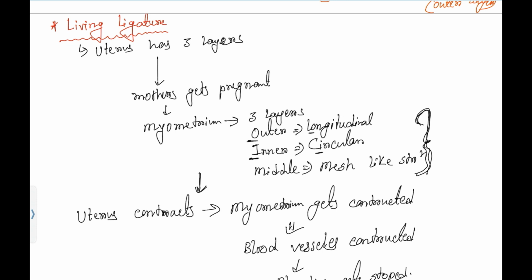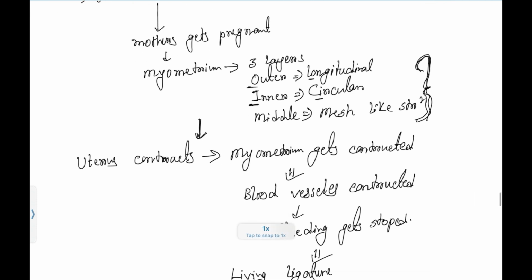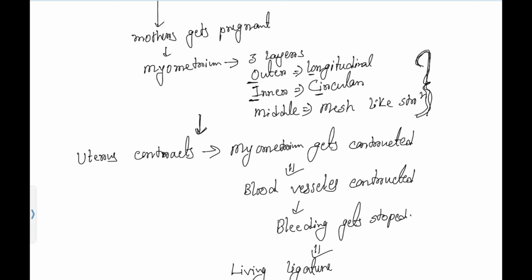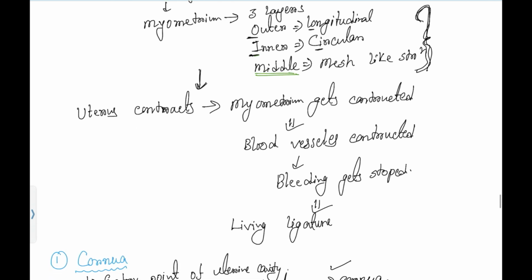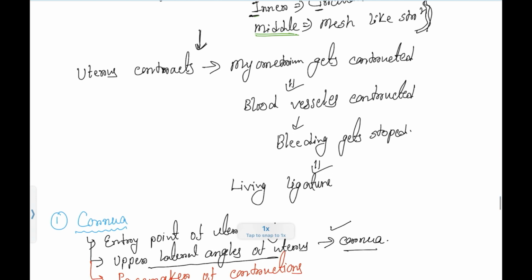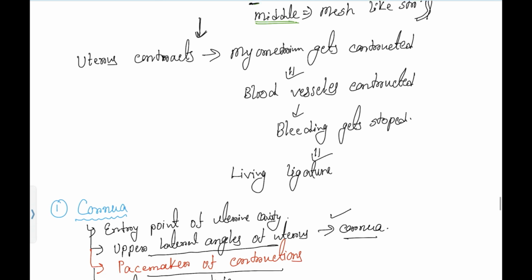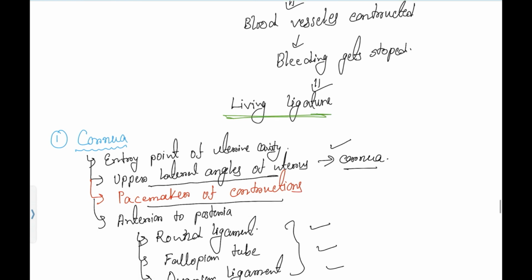When a woman gets pregnant, the bulkiness of the uterus increases. Not only the layers of the uterus, the myometrium portions, the outer, inner and middle fibers of the myometrium also increase. After the delivery of the baby, there is a tendency of getting PPH. To prevent this, when the uterus contracts after delivery, the myometrium also contracts. So whatever blood vessels are present in the myometrium also get contracted, and then bleeding stops. So this is called your living ligature.